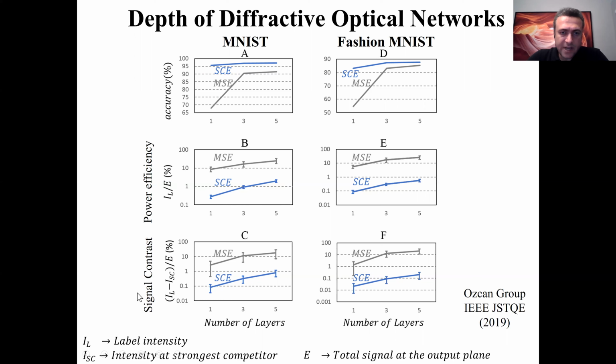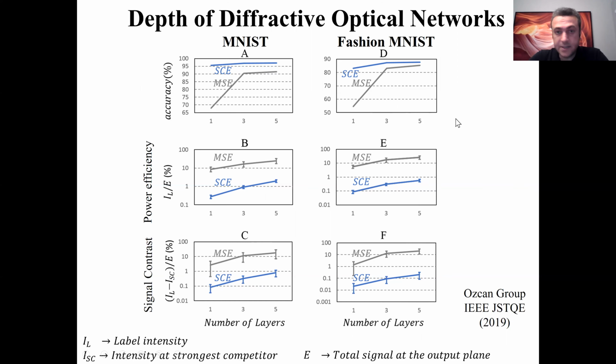And this one is the signal contrast, meaning that this is the percentage improvement with respect to the second competing detector. So this I sub SC is the intensity at the strongest competitive detector. It changes from input to input randomly. But even that difference, which is the signal contrast as we define it, is logarithmically improving as the number of layers increase. We have done numerous analyses on different tasks. It's always the same conclusion. As you increase the number of layers, the approximation power of a diffractive network formed by multiple layers beats the approximation power of a single layer or a low number of layers.